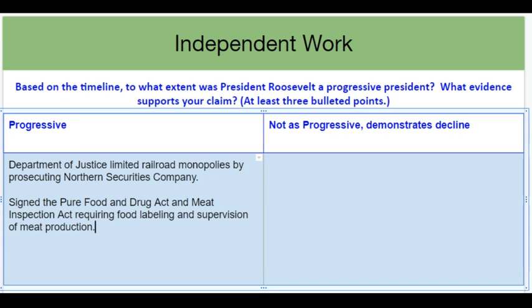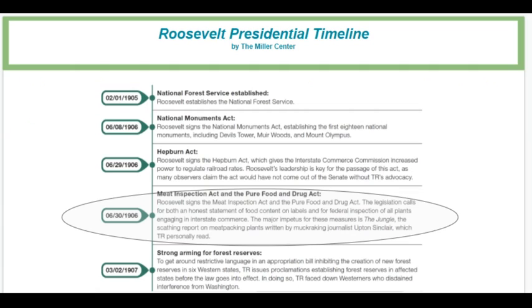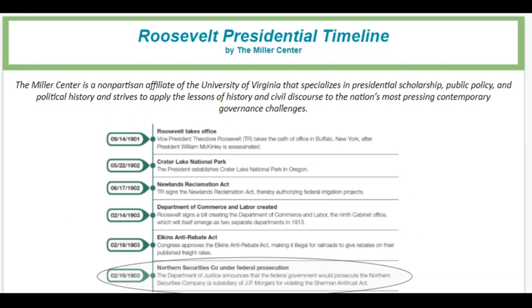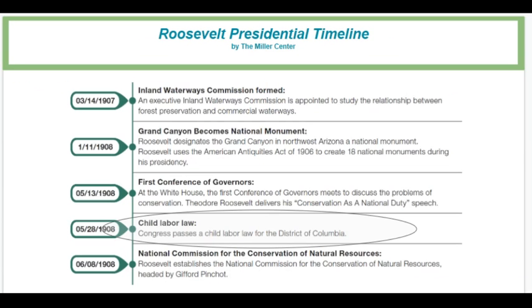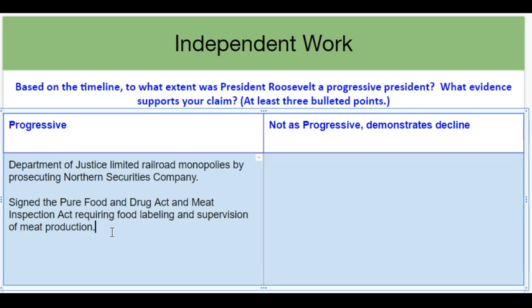And what else did I circle? Remember I said I need 3 bullets? Northern Securities and child labor. Congress passes child labor law for the District of Columbia. So, Congress passed child labor. It's not an official law with a title. So let's write Congress passed a law, because if it was a title, I would capitalize it. Limiting child labor.